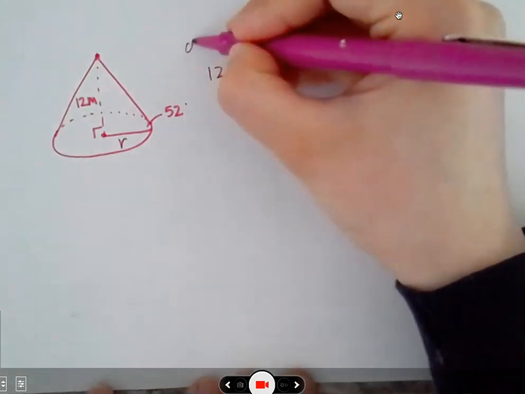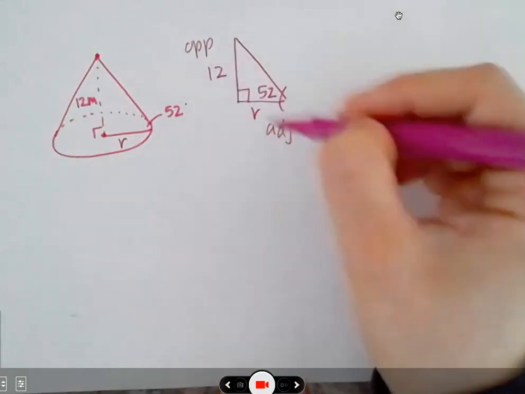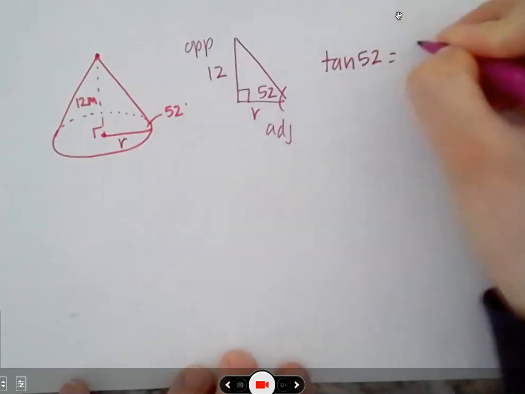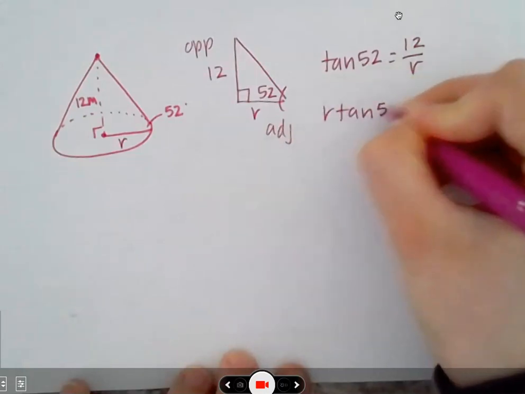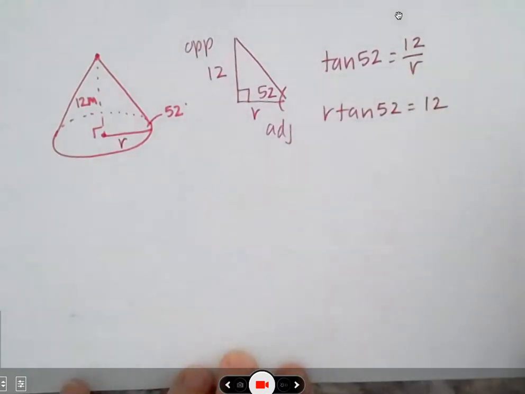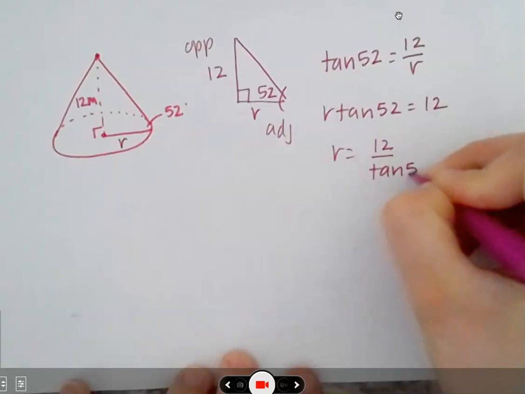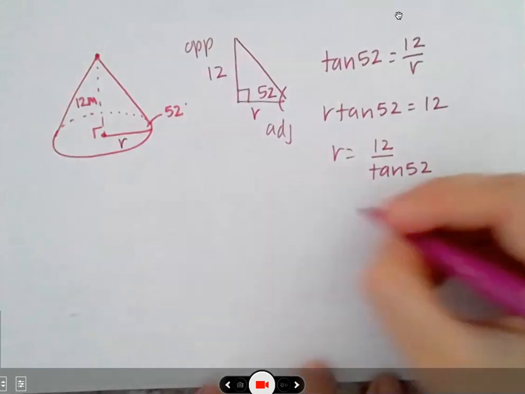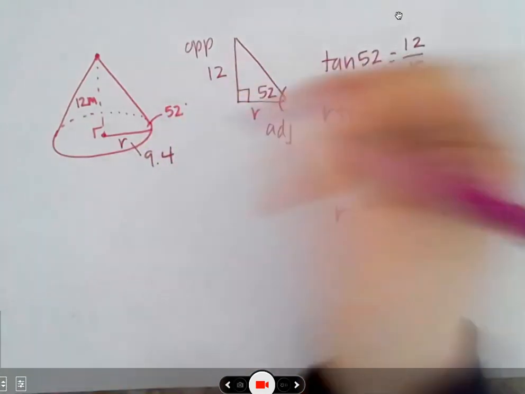If we label our sides, opposite, adjacent. What trig function uses opposite adjacent? Well, that is the tangent function. So tangent of 52 equals 12 over r. Multiply both sides by r. Now divide by tangent of 52. So 12 divided by tangent 52. r is about 9.4 meters.